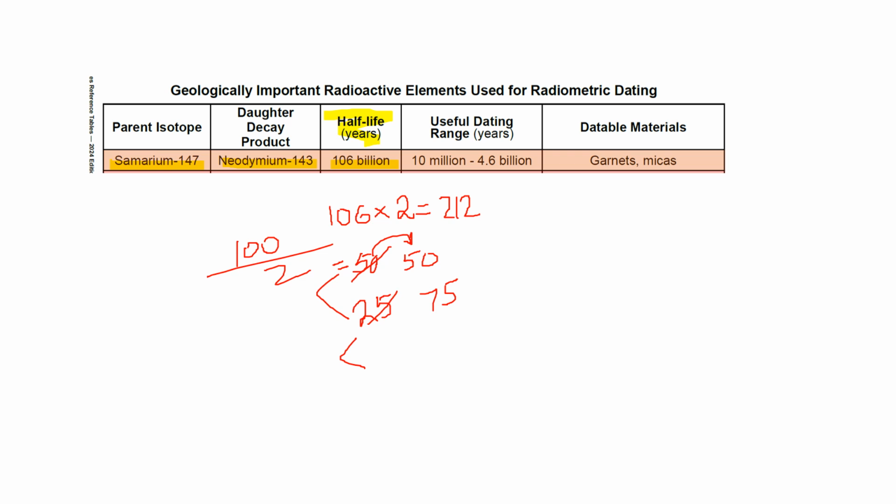Okay, and then the useful dating range is between 10 million and 1.6 billion years. And what do we use for this? What are the datable materials we use? It's garnets and micas.